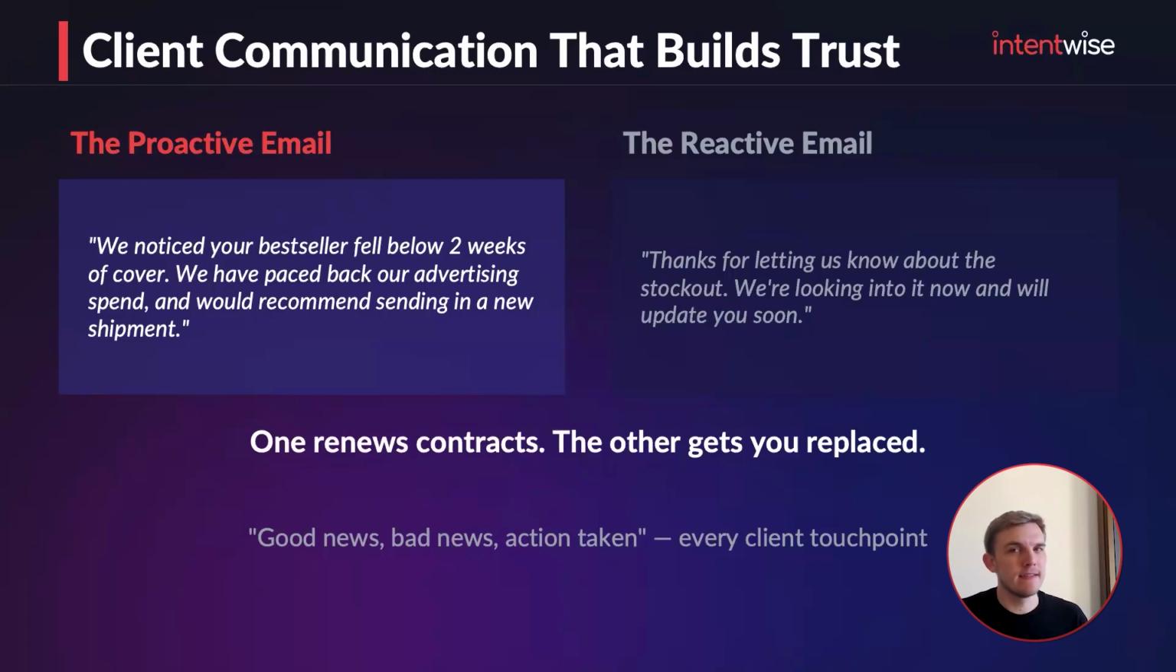That's going to be a big difference in the level of trust that your client has in you and the decisions that they leave in your hands. One is going to help you build that trust and reduce churn, while on the other side, the client might feel like they need to be more deeply involved in the day-to-day of the account.